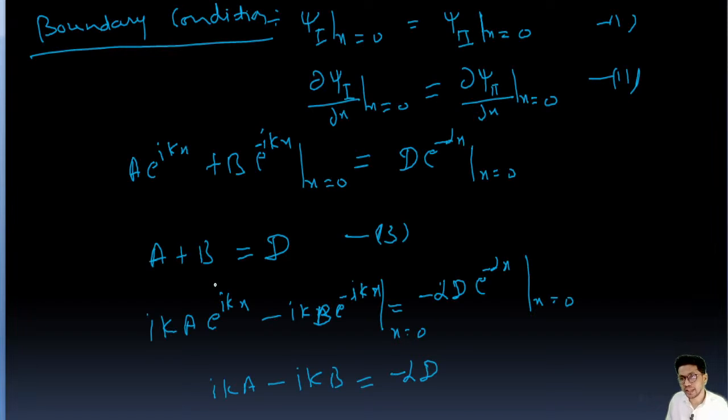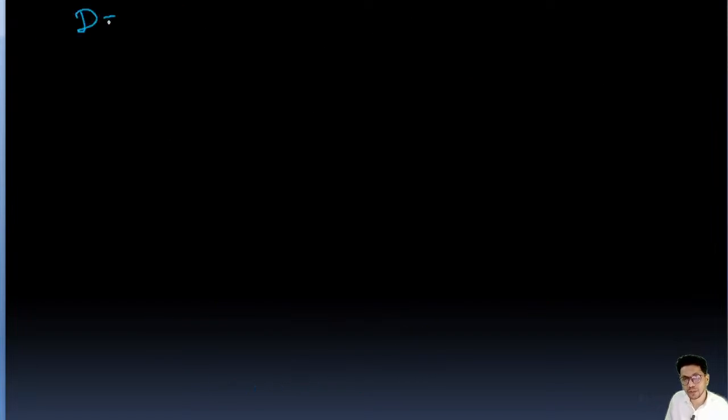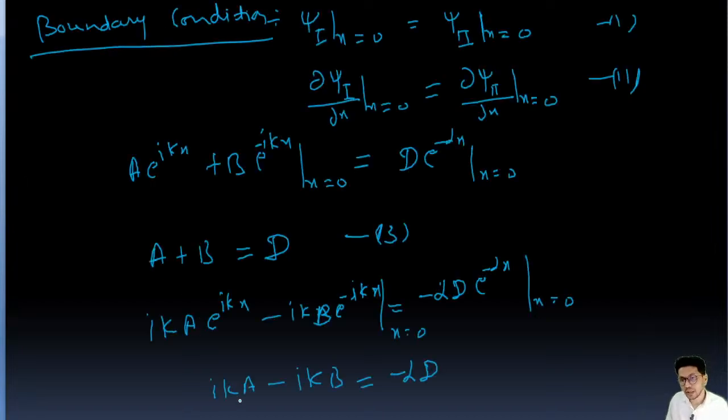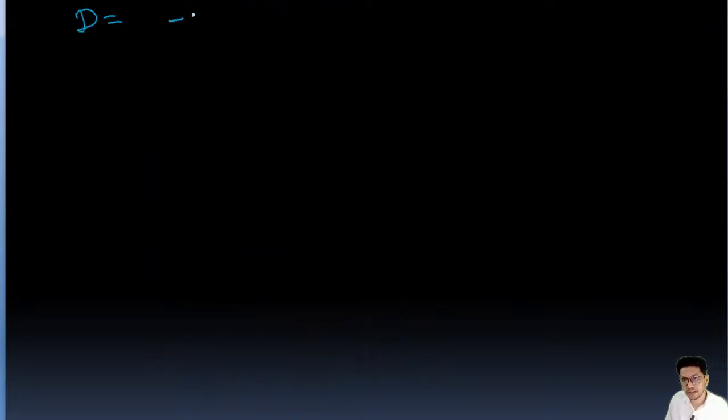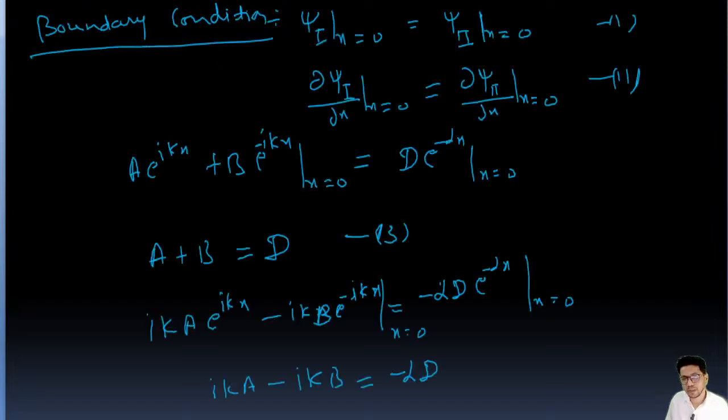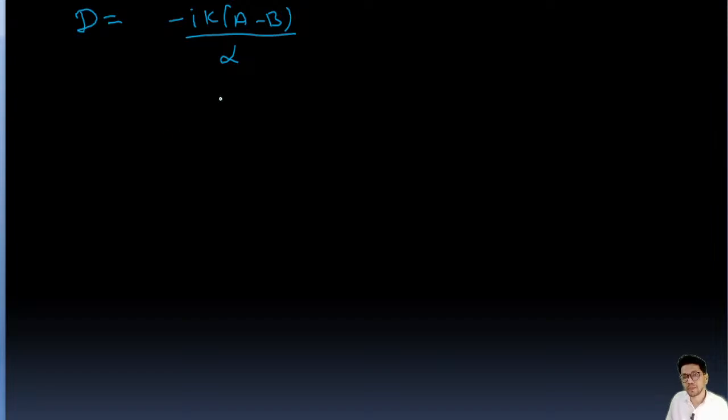Now from here we'll find the value of D. The value of D is going to be, this one, ik. So we will take common, so this is going to be minus ik times a minus b upon alpha, right? Because this minus will go here. So this is going to be this.